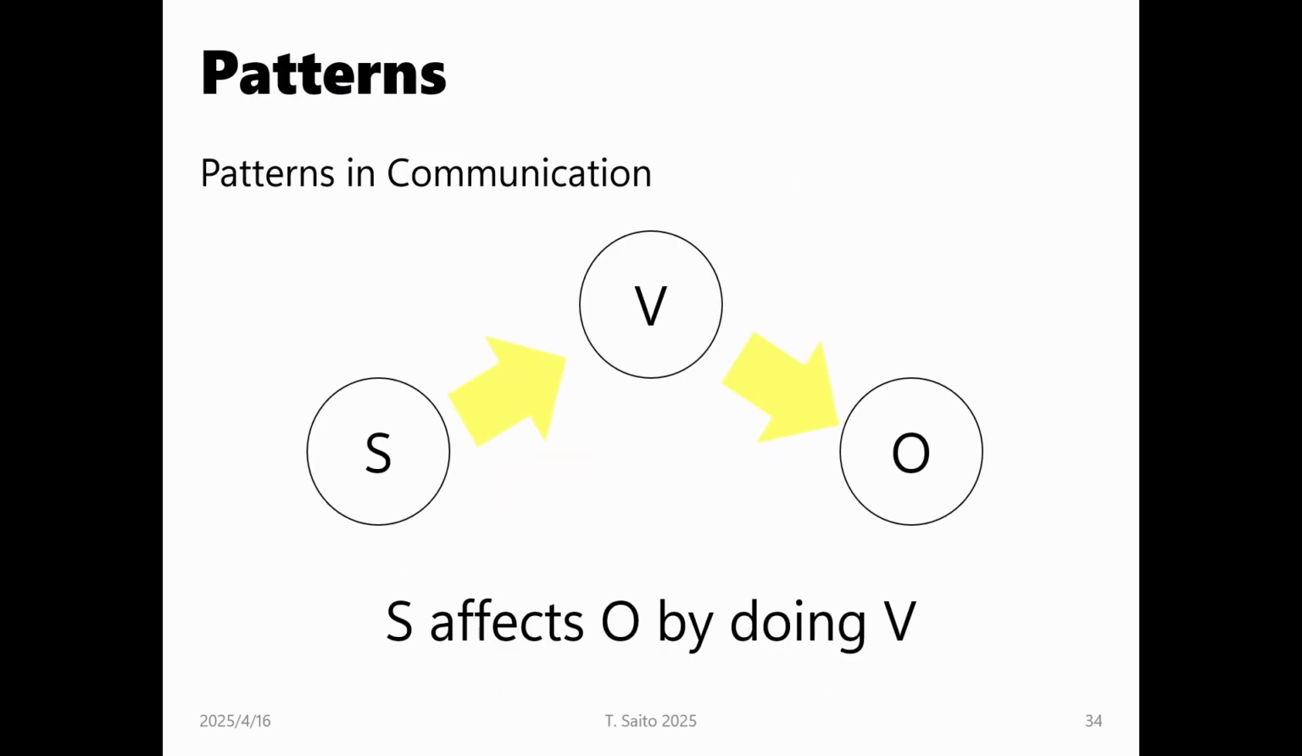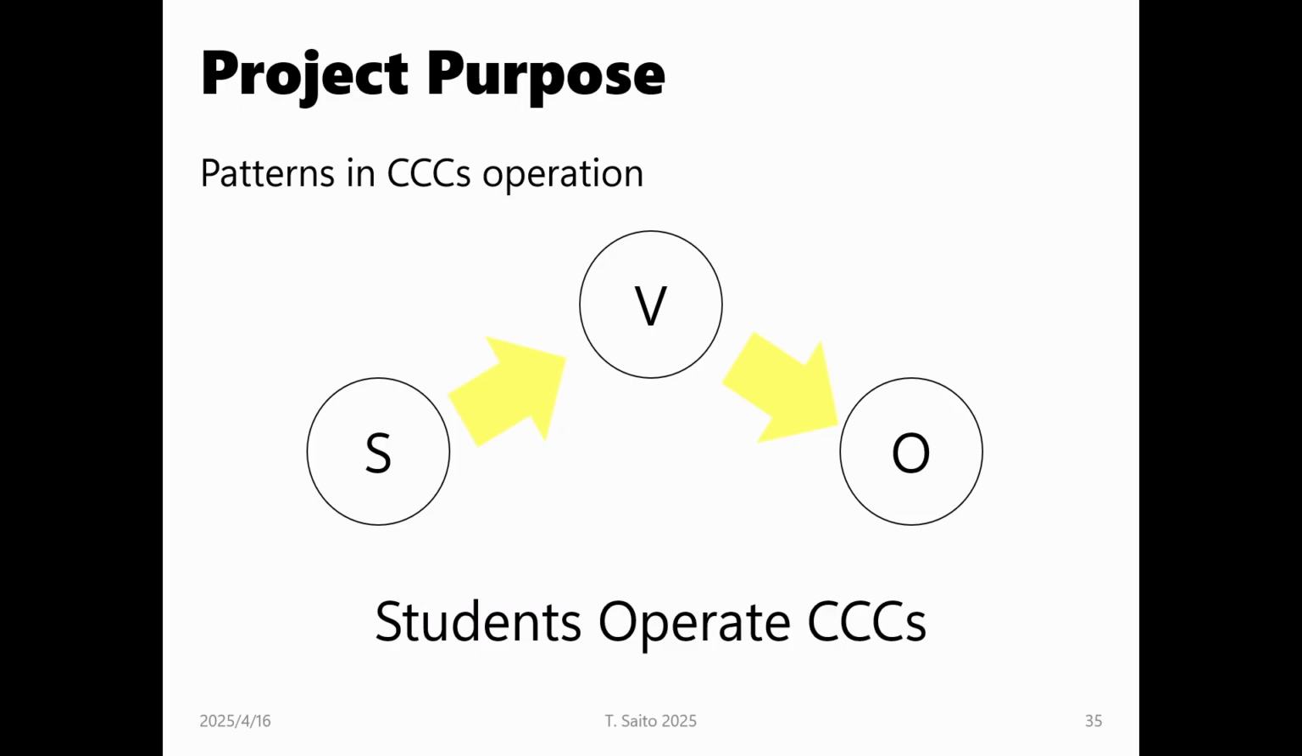As you saw in the explanation of the cross-cutting concept patterns, there is a pattern of communication which has an SVO style. The subject affects the object by doing something. This is a normal pattern of human behavior. When we translate this pattern into the context of inquiry related to the cross-cutting concept, the student affects the object, the cross-cutting concept, by doing something. This is a pattern of communication in STEM-related inquiry. Thus, the purpose of this project can be understood like this. In STEM-related inquiry, the student operates cross-cutting concepts. Therefore, we would like to know how students operate cross-cutting concepts.